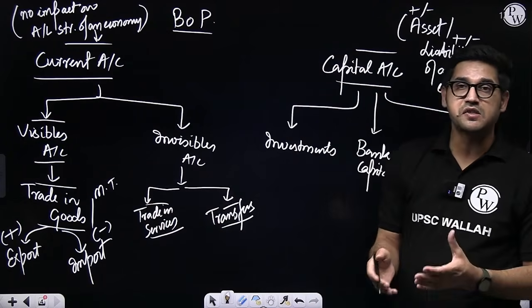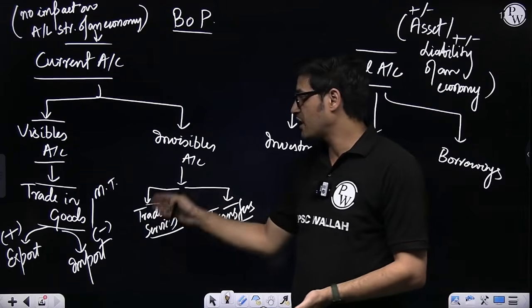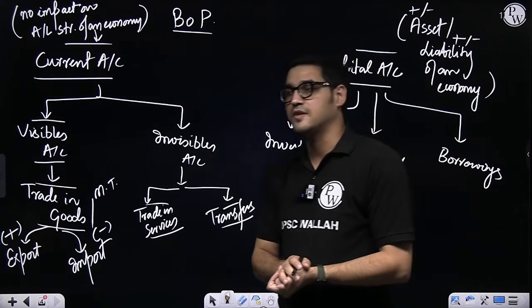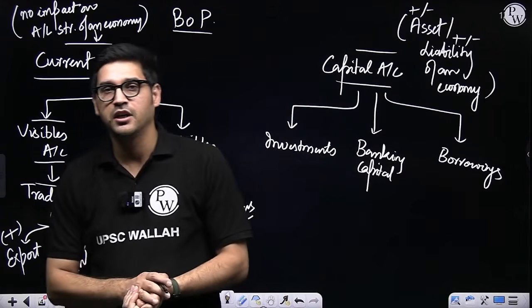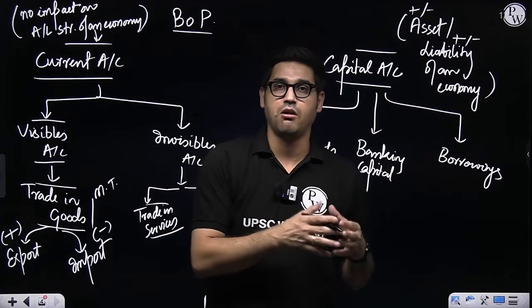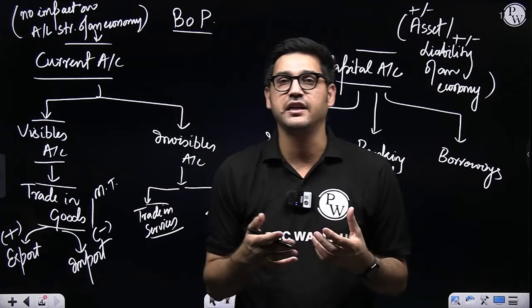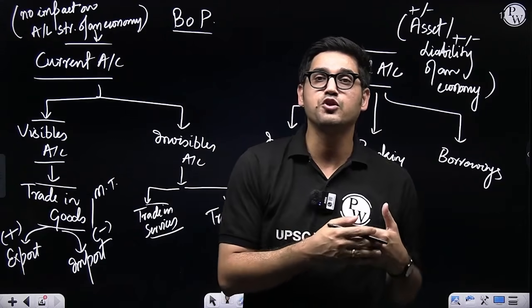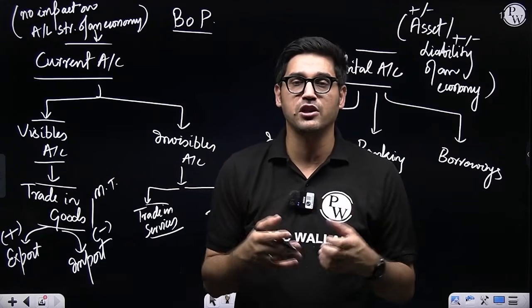Now, trade in services. Why does trade in services go under the invisibles account? Because services are intangible. They are economic activities. These are not physical objects. All services are economic activities which have utility for somebody. Services are consumed the moment they are produced. They are intangible. You cannot store them.